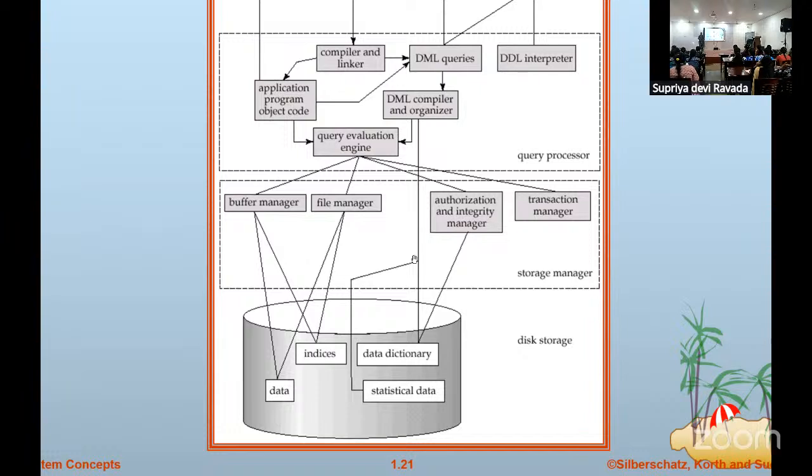File manager. The file manager's responsibility is to allocate the spaces for the files. And second point, it maintains the file sizes. Next, authorization and integrity manager: verification and authentication of the existing things, and also it is going to maintain the integrity. What is meant by integrity?